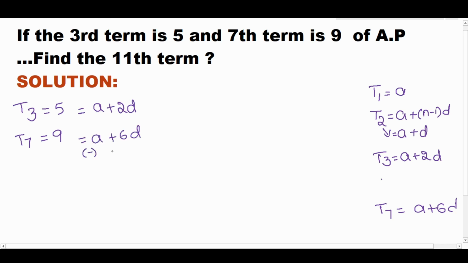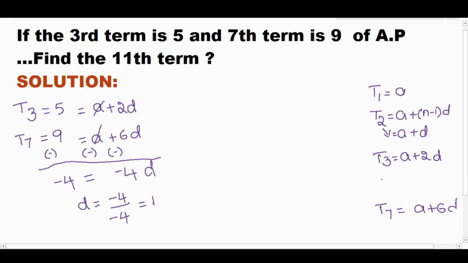Let's solve the two equations. On solving, I'll reverse the sign. If I reverse the sign of the second equation, you can see 2 minus 6, I get minus 4d. a and a get cancelled. Again 5 minus 9, I get minus 4, which is equal to minus 4d. If I want to find the d value, how much am I going to get? Minus 4 by minus 4, I get 1. Now you can see my d value is 1.